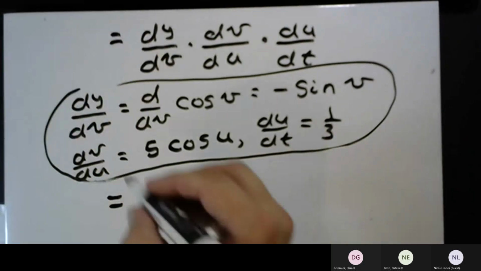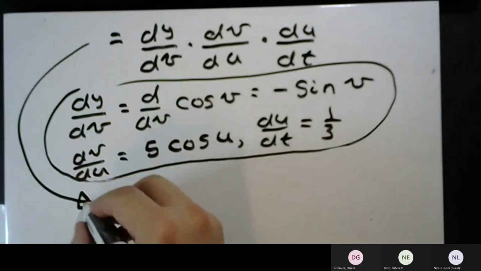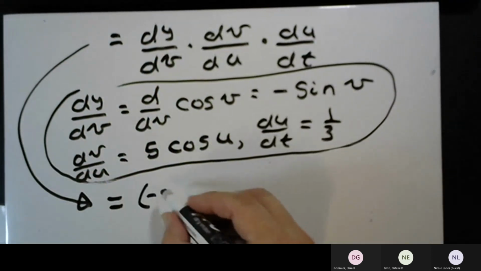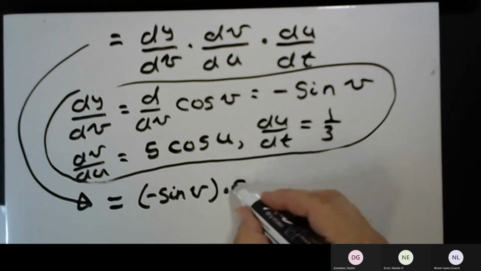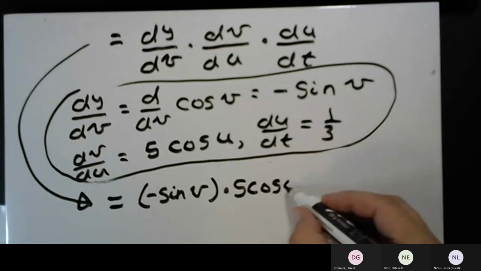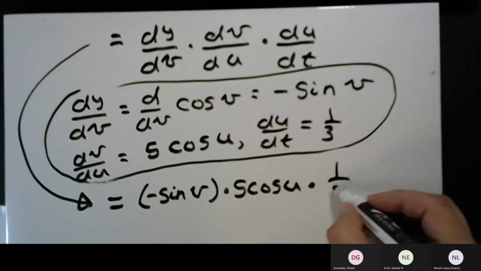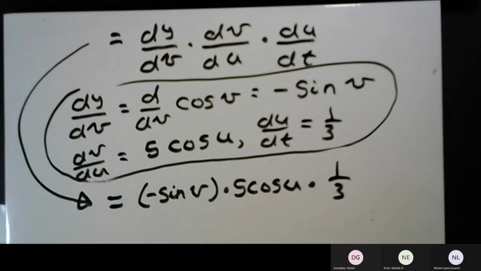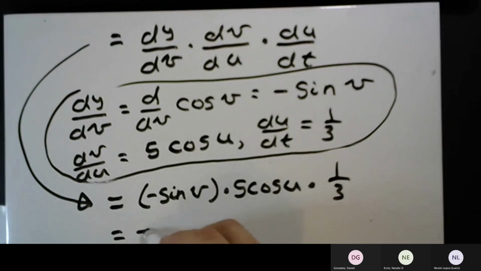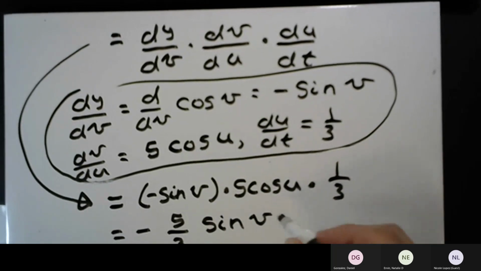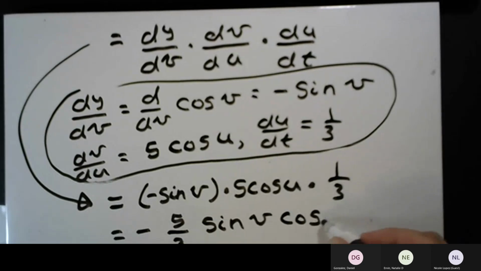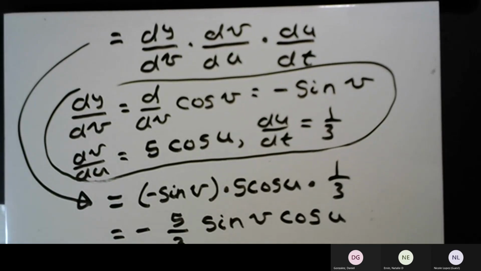So this is now going to become negative sine of v times 5 cosine of u times 1/3. Or we'll get negative 5/3 sine of v cosine of u. Our t has disappeared so far.